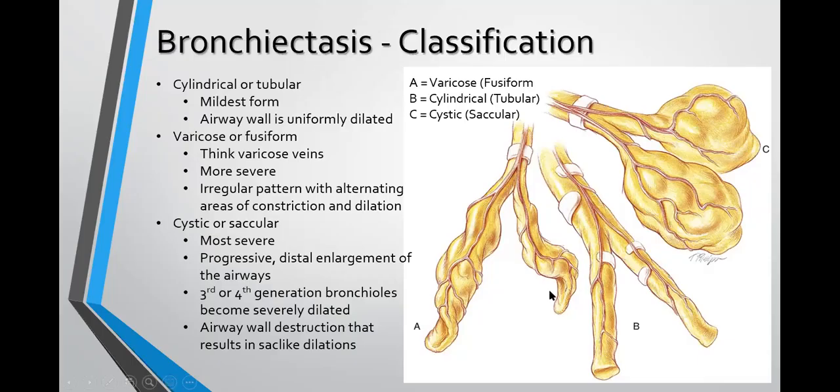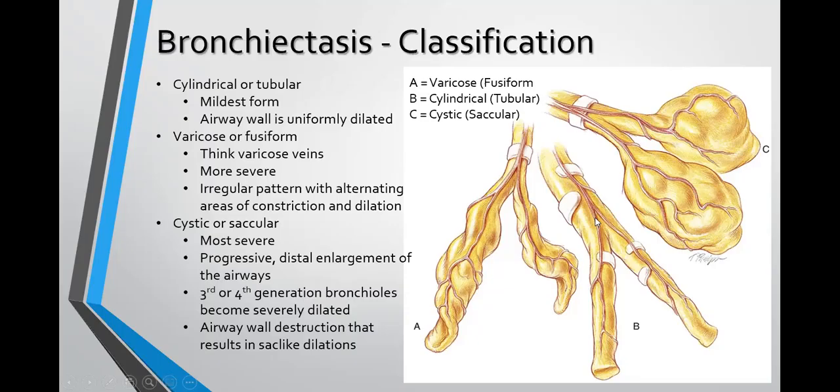Then as it gets worse, it's varicose or fusiform, right? This is the second most severe. And then the most severe would be the saccular. Look at that. That's supposed to be a tube, but it's a sac, right? That is terrible. That is very, very severe bronchiectasis. So cystic or saccular, which will be this one right here, okay?